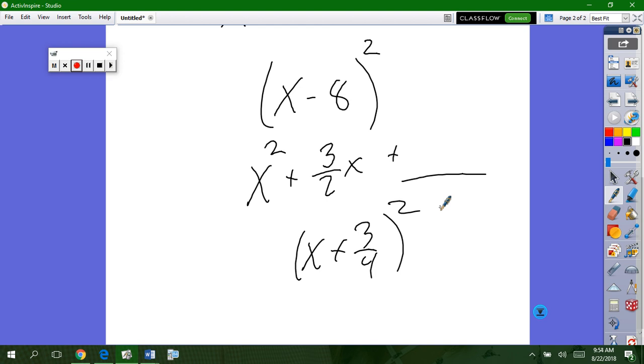So what would fit the last part to make it a perfect square trinomial? 3/4 squared, which is 9/16.